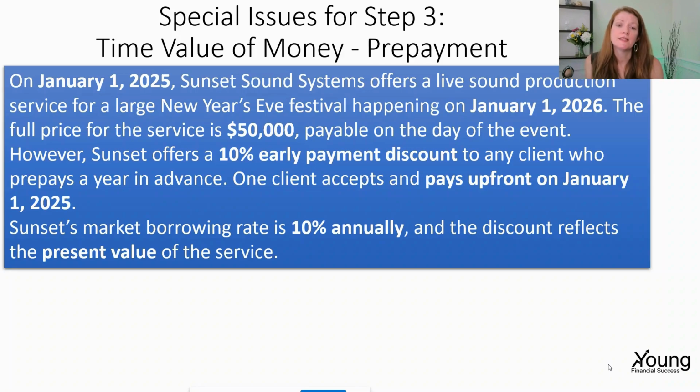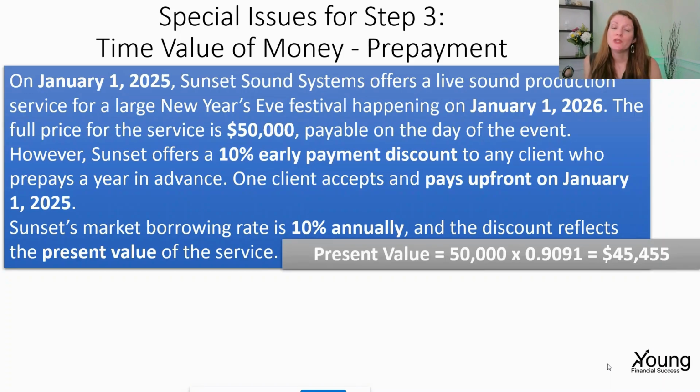So one client accepts and pays upfront on January 1st, 2025. So they're paying a year in advance. Sunset's market borrowing rate is 10% annually. So when we use the present value chart, we take the $50,000 and multiply it times the present value factor, this 0.9091. This comes from one period, because it's one period out with 10% interest.